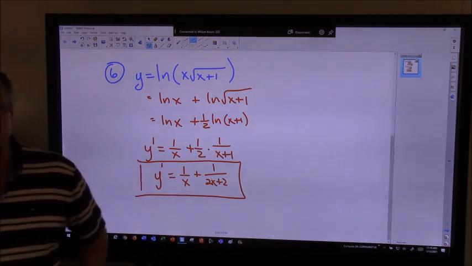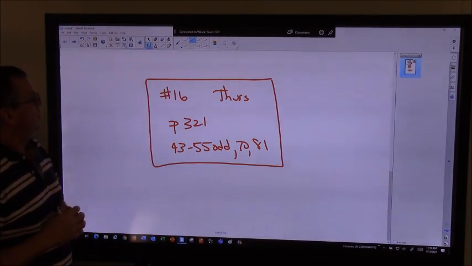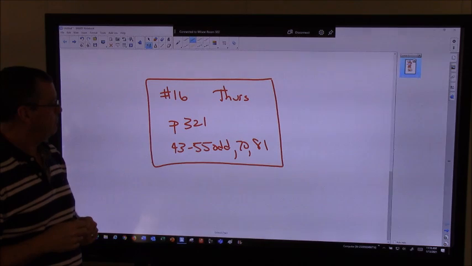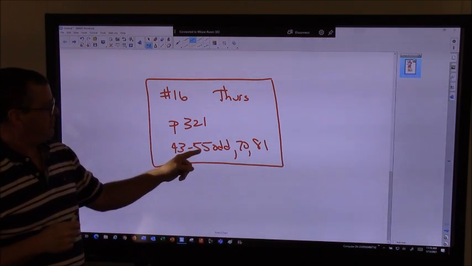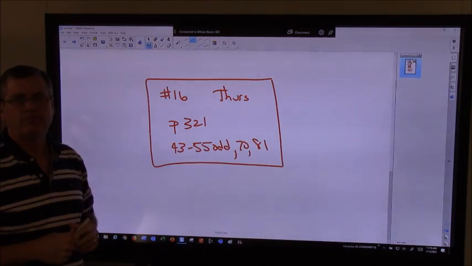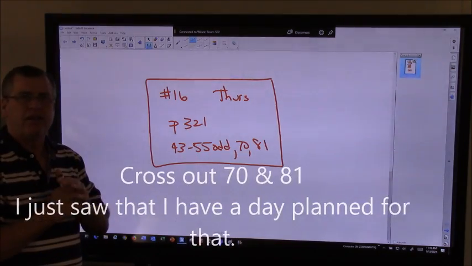Let me get you guys a homework assignment. So this is our last piece for week 16. We're on page 321. We're going to do 43 to 55 odd, 70, and 81. All right, you guys, that's it. That's all we have. You guys have a good weekend.